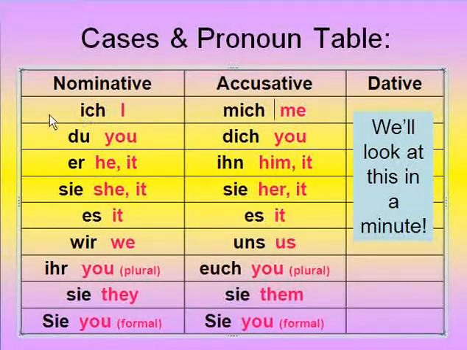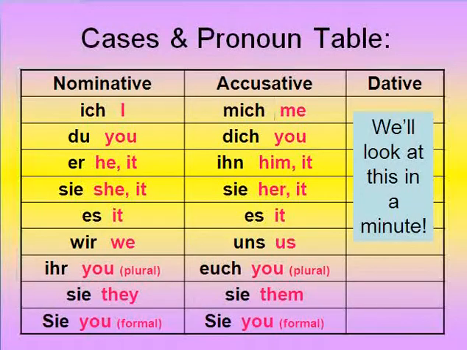So ich changes to mich, du changes to dich, er changes to ihn, sie and es stay the same, wir changes to uns, ihr, which is you plural, changes to euch, and sie and Sie formal stay the same as well. So there are a few changes in there, so you need to know those off by heart. The dative pronoun table we'll look at a little bit later on. For now, we're just going over the accusative.